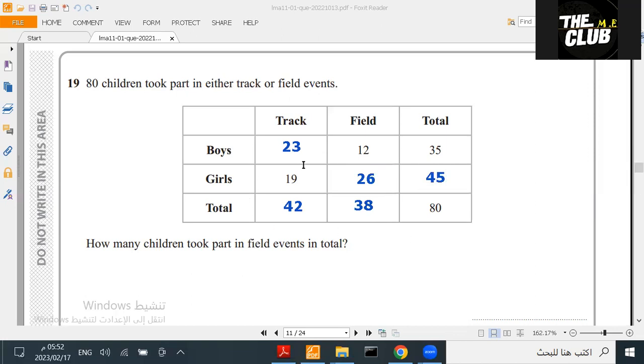Okay, after finishing the numbers, now let's look at the question. How many children, boys or girls, took part in field events in total? It is 38. So the ones who took the field events in total is 38, that's it. Now let's move on to the next question.